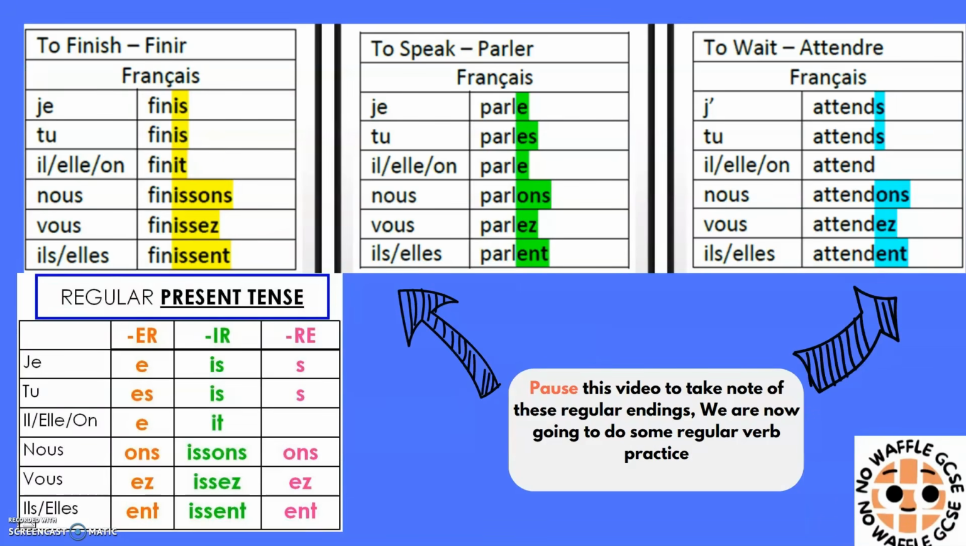Here are the regular verb endings. So you can see the coloured ones on the left corner are just the endings by themselves, and then at the top we have them in use. So we're looking at the IR verb finir, the ER verb parler, and the RE verb attendre. So I would suggest to pause this video and take notes of these endings if you don't have them already. And we're now going to move on to some regular verb practice.